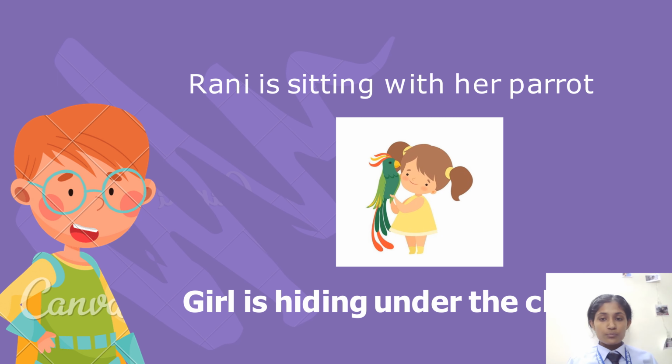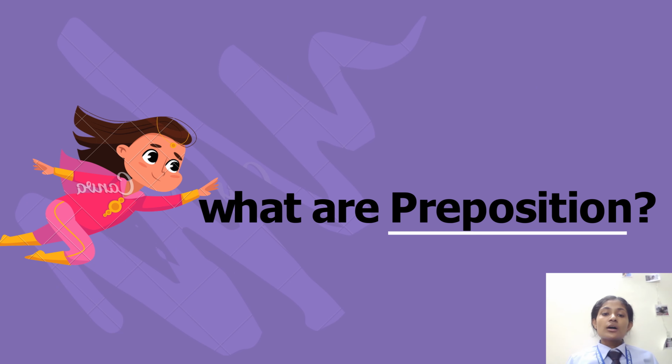Okay. Now next is girl is hiding under the chair. Now what is happening here is chair and girl are what? Nouns, and it is telling कि जो girl है वो कहाँ छुपी हुई है? Under the chair. So under over here is what? A preposition.